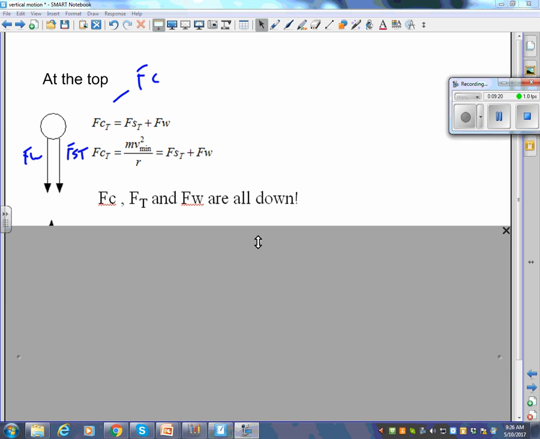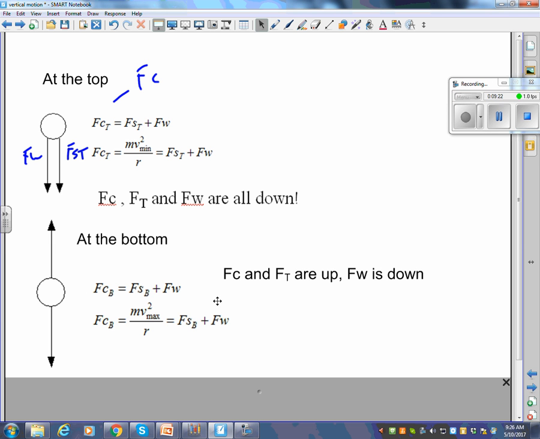So similarly, at the bottom, we've got this diagram, which is sort of just a zoomed in version of the one before. This is our weight force here, and this is our string force FSB, string force at the bottom. The centripetal force total, FCB, at the bottom is equal to the string force at the bottom plus the weight force. And again, that total centripetal force is mv squared over r. But because it's going the fastest possible speed at the bottom, we're going to label that mv max squared over r. And again, that's FSB plus FW. And here, note that the centripetal force and the tension are up, but the FW is down.